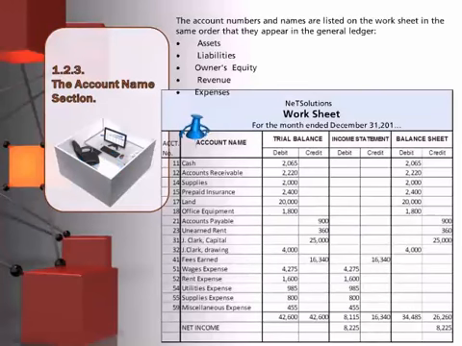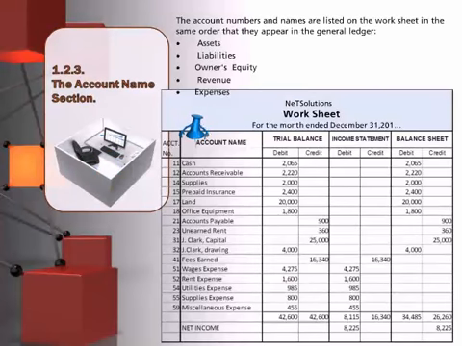When a trial balance is prepared at the end of an accounting period, though, it is prepared as a part of the worksheet. Look at the worksheet in Exhibit. The account numbers and names are from NetSolutions' General Ledger and are listed on the worksheet in the same order that they appear in the General Ledger: assets, liabilities, owner's equity, revenue, expenses.